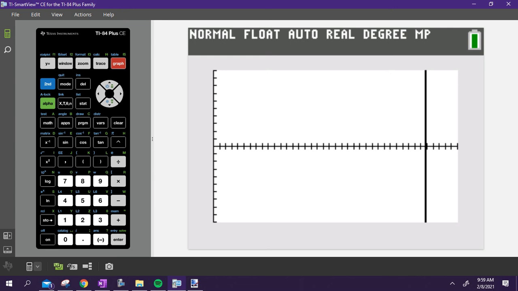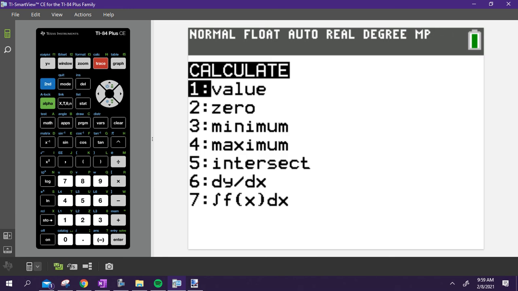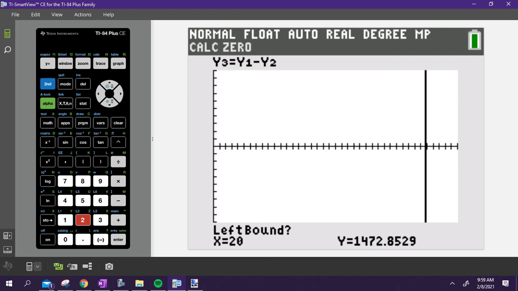I want to know when it's equal to 0, so I'm going to go second, calculate. What am I going to calculate? The 0, so I'm going to go number 2. I got to do left bound and right bound, and if you're trying to mess with your arrows here, it's going to be really hard to find them. So all I care about is the left bound. I just want to pick something to the left of this. What is a number that you know is to the left of this right here? 20. Great. It already says left bound is 20, so I'm just going to hit enter.